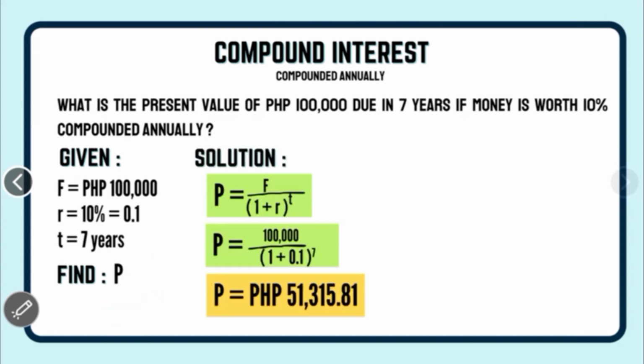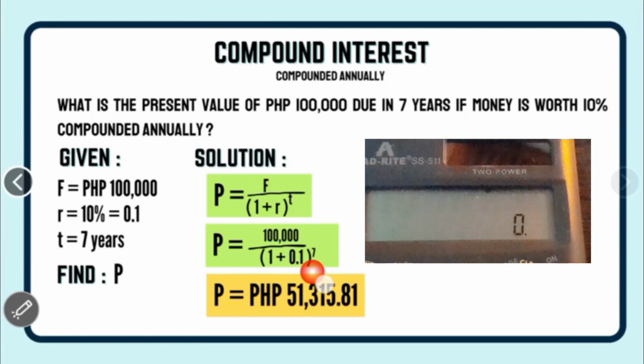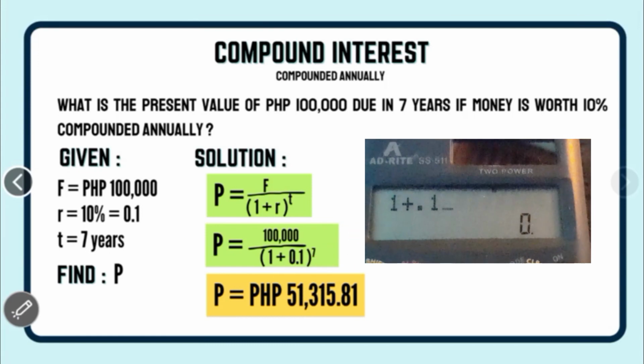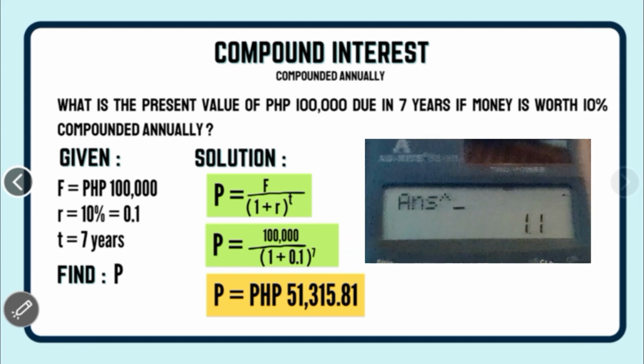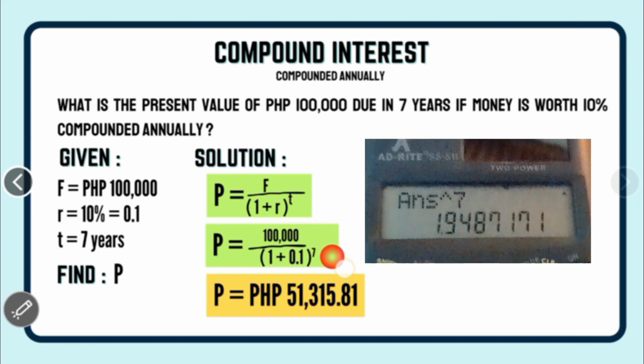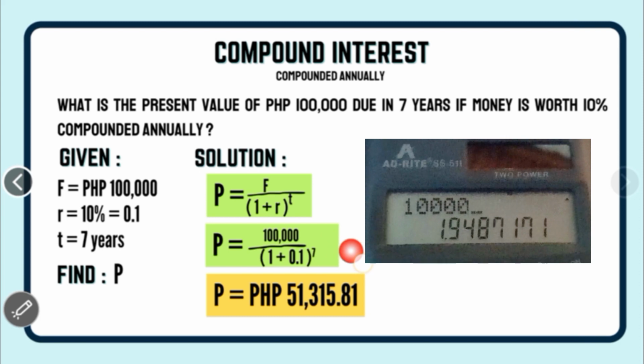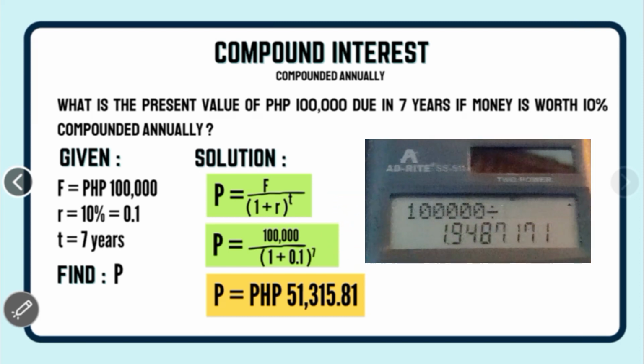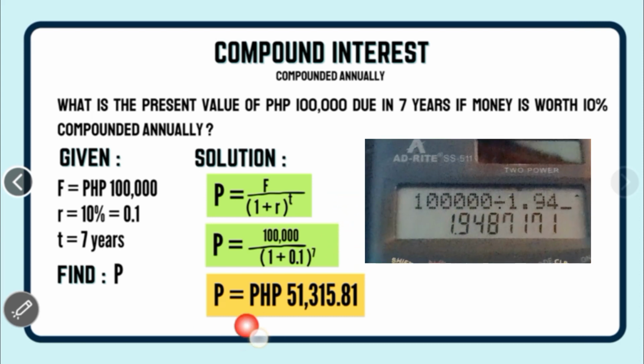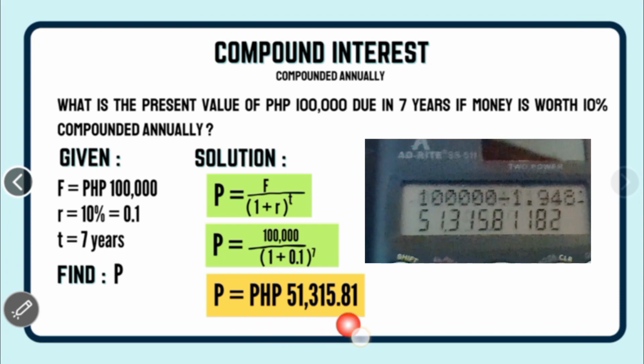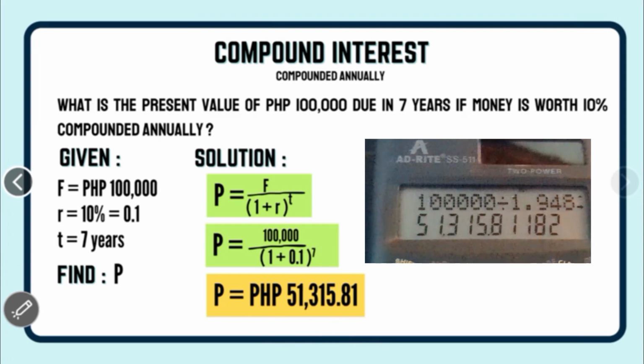The solution is here. So P is equal to F over 1 plus R raised to T, and we're going to substitute the given, of course. So 1 plus 0.1 raised to 7, and then the 100,000 will be divided by that answer, and upon calculation in our scientific calculator, the present value is 51,315.81 pesos. So there you have it, guys.